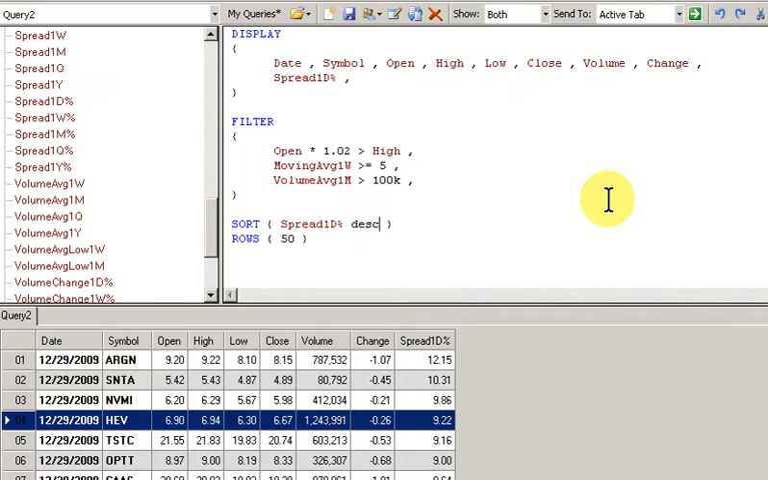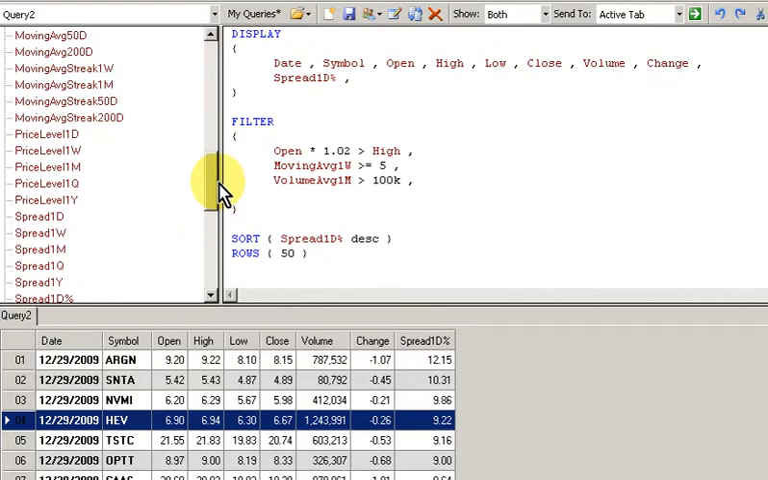But if we want stocks that end near their low, we pull in price level, and we say less than or equal to. Let's say we want the bottom 10%. Now remember, price level is the close in relation to the high minus the low. So here we're saying it's going to end within the bottom 10% of its daily spread. I'll go ahead and run that.